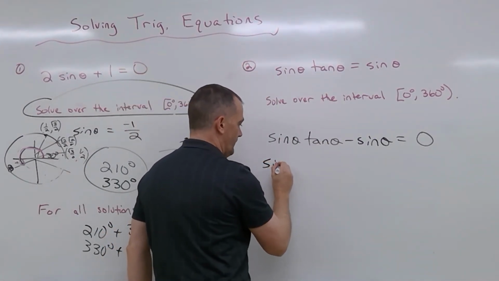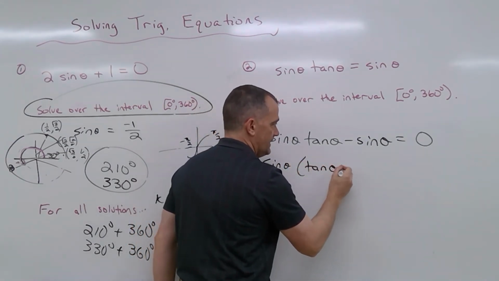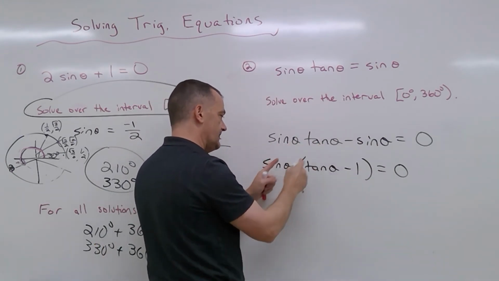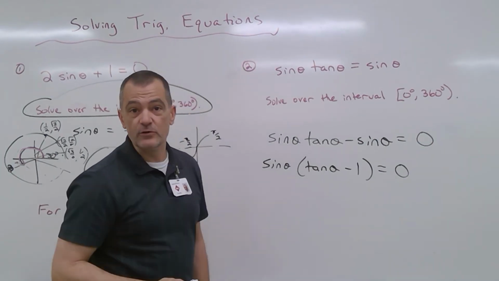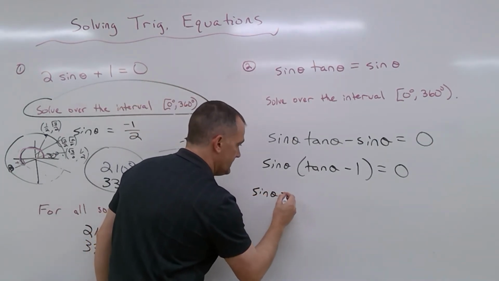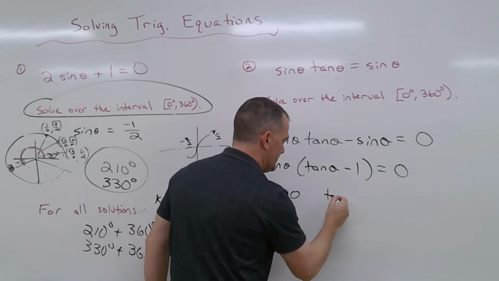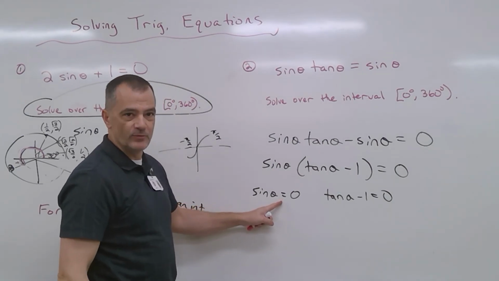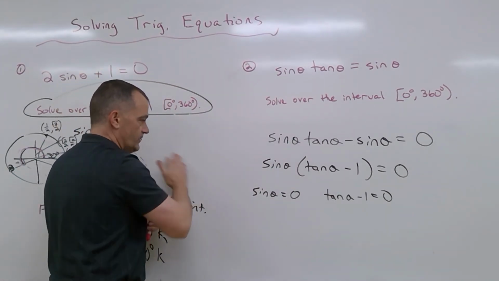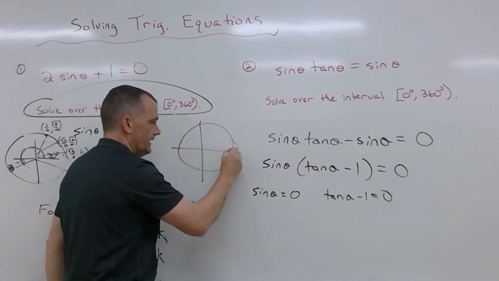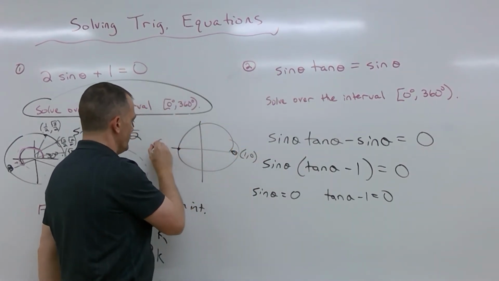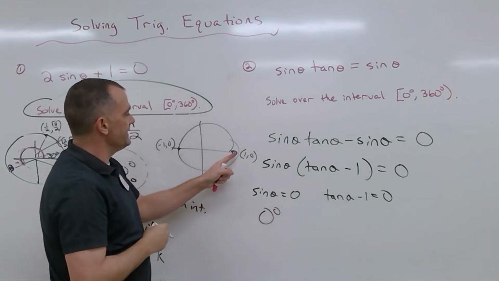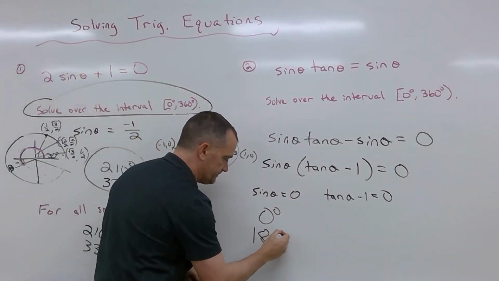Now let's factor out the sine of theta, and this gives us this right here. Distribute if you don't believe me. Sine times tangent is sine, sine times negative 1, we got it. Now use the zero product property. So the sine of theta equals 0, or the tangent of theta minus 1 equals 0. We know where the sine of theta equals 0. Let me draw that unit circle very quickly again. And here's the ordered pair 1, 0. Here's the ordered pair negative 1, 0. So sine equals 0 at 0 degrees, and again at 180 degrees.